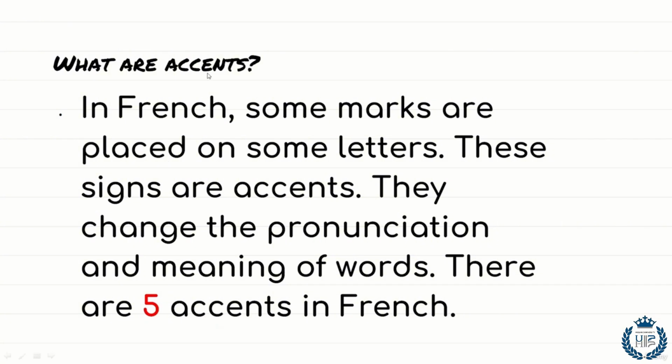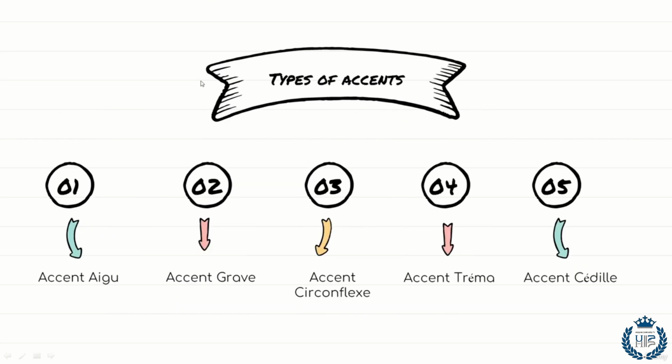Accents are really important because when you're writing down a word and you missed an accent, it's a spelling error. That's why it's really important to know which words use these accents and how they are pronounced. We have 5 different accents as we said, and we're going to be talking about each of them in the upcoming slides. But first, let's see the types of accents. First of all, we have accent aigu. We have accent grave. We have accent circonflexe. We have accent tréma, and then we have accent cédille.